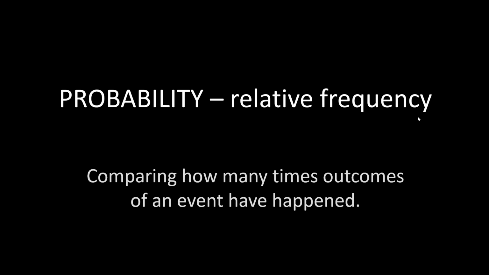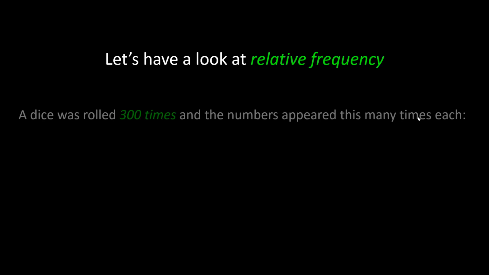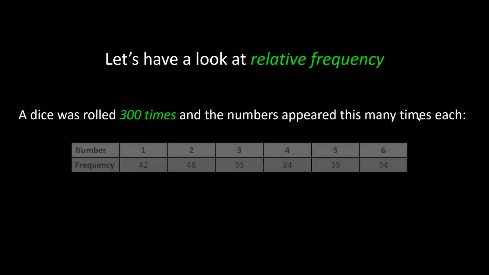Hello and welcome to the fourth probability video, and in this we're going to look at relative frequency, and we're going to be comparing how many times outcomes of an event have happened. So let's have a look then. The dice was rolled 300 times and the numbers appeared this many times each.